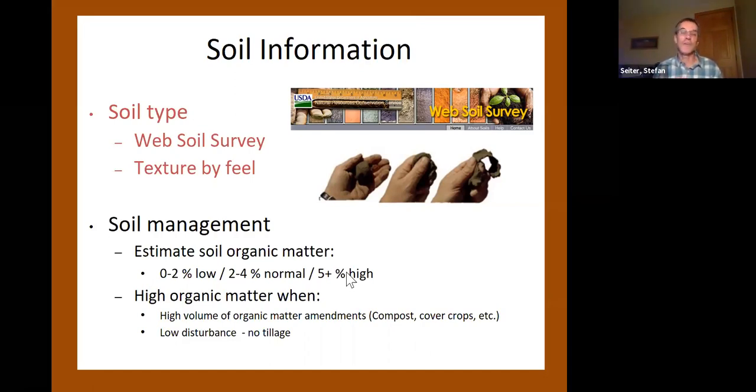And you can also kind of get a feeling from your gardener by asking questions about what they do. Are they applying a lot of compost? Are they doing a lot of cover crops? Do they do a lot of tillage? When they do a lot of tillage, it means they very likely have low organic matter. If they have a lot of compost and a lot of cover crops, it means that they probably have high organic matter. So you can get a feeling for whether they have low or high organic matter just simply on what they tell you about their practices.